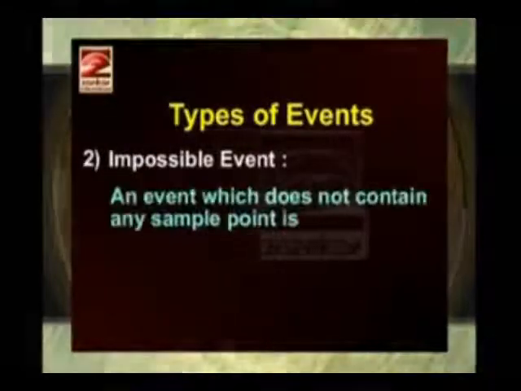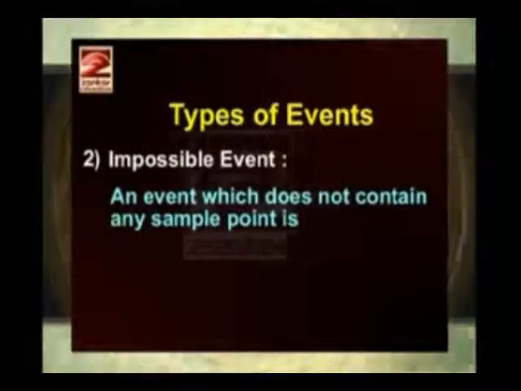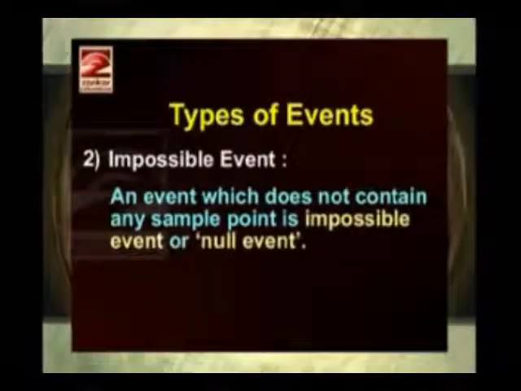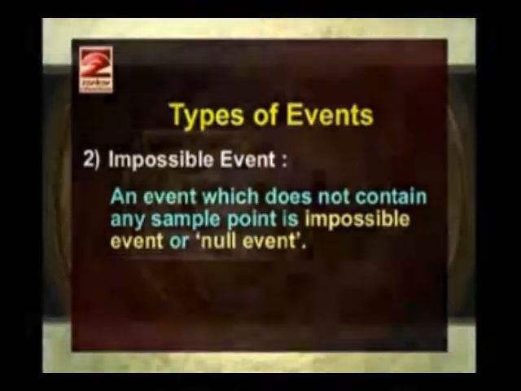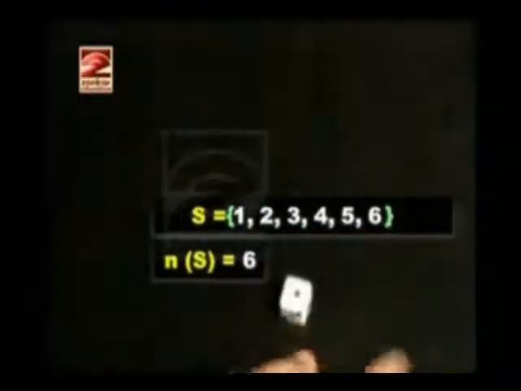Now another type is impossible event. An event which does not contain any sample point is the impossible or null event. For example, when a die is thrown, S = {1, 2, 3, 4, 5, 6}. That is n(S) = 6. Now A is the event that the score on the upper surface is 9. It is not possible, therefore n(A) = 0. In this case, A is the impossible event.